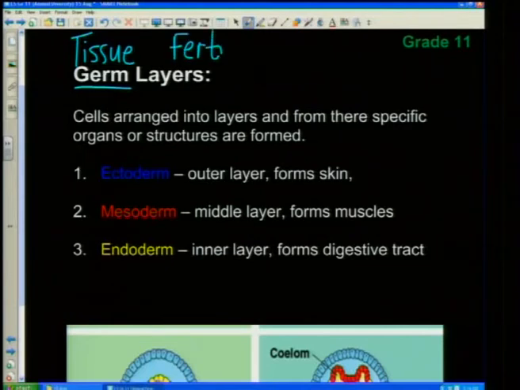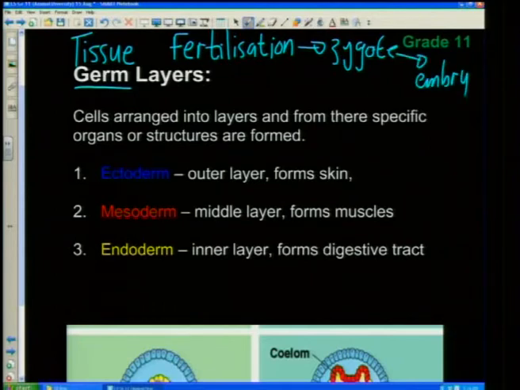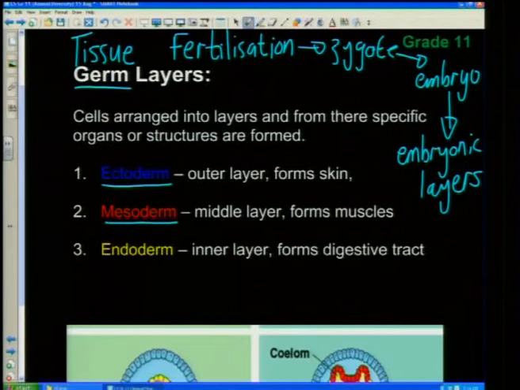If you think of fertilization, what happens after fertilization? We're going to have a zygote. Remember, we had this when we did the plants as well. After the zygote, we have an embryo. There are other stages as well, but the embryo is important, and that's going to develop into embryonic layers or tissue layers. So during the development of animals, this is what's going to happen: fertilization, zygote, embryo, embryonic layers, and these are the three embryonic layers.